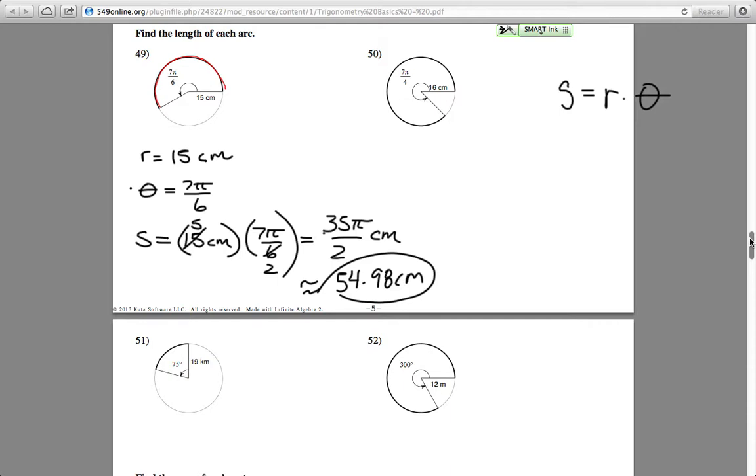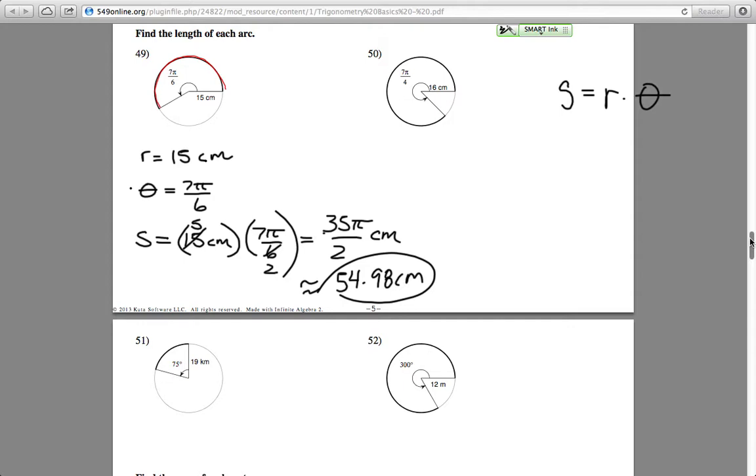You know, if you walk up to somebody and say, hey, I measured the arc out there in that field, and it was 35 pi over 2, they're going to look at it like, what are you talking about? But if you tell them, oh, 54.98 centimeters, then they'll be like, okay, that makes sense. I can deal with that one a little bit better. Same thing with number 51, though. What are you going to have to do in 51 and 52?